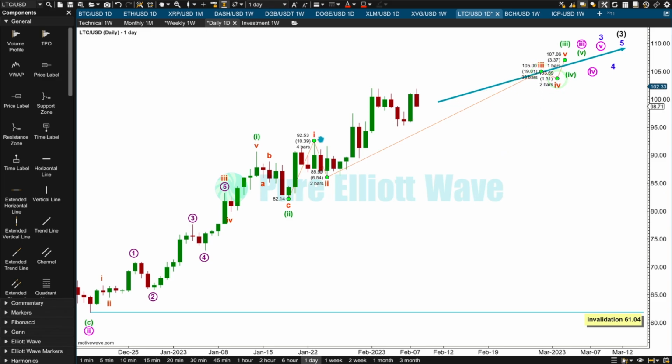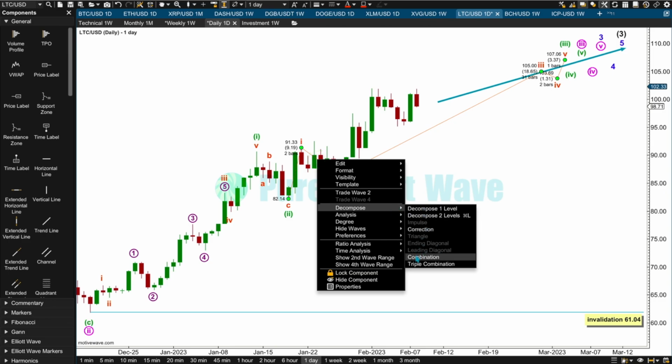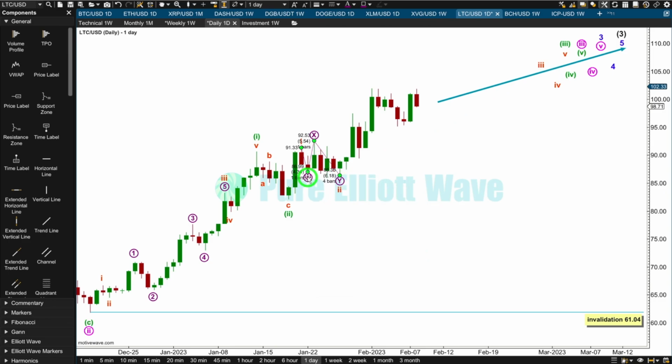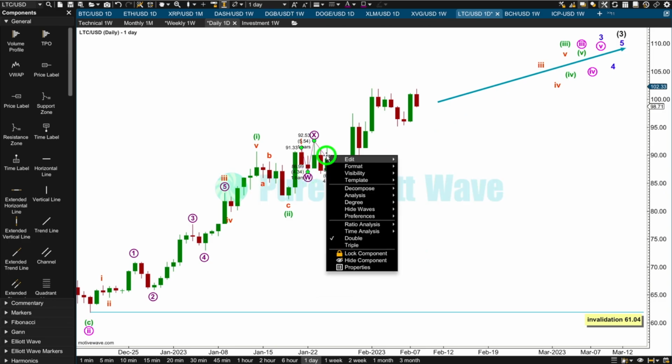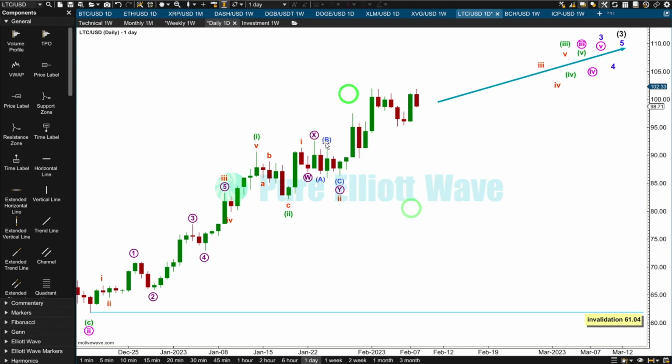Now I'm just wondering where to put my subminuette 1. I want to put it here, because if it's here, that's a 3-wave structure, but this looks like a sharp little impulse, and subminuette 2 could be over here as a combination. Let's try that. W could be a zigzag, X, and is Y going to work? No, because Y is not a flat correction, because B is less than 90% the length of A. I'm struggling to see how this one's going to work.